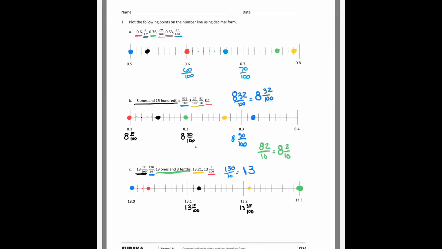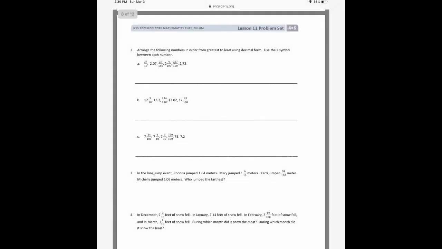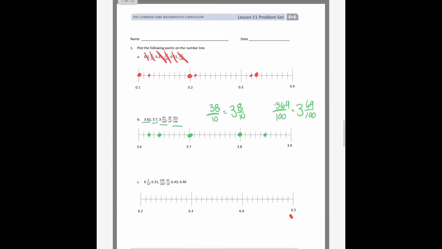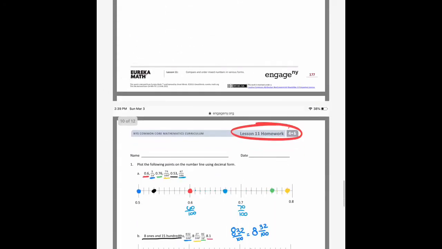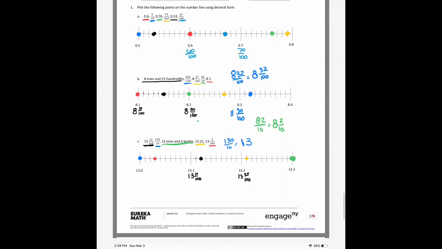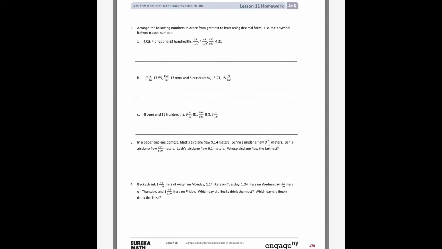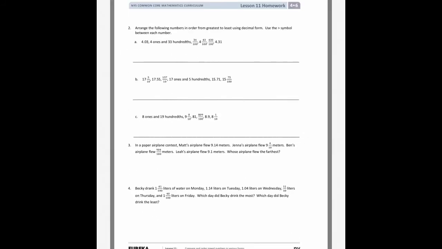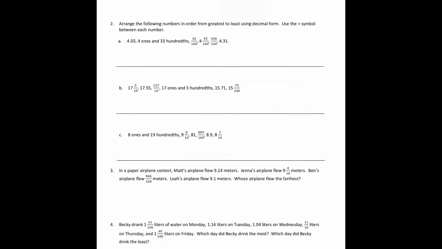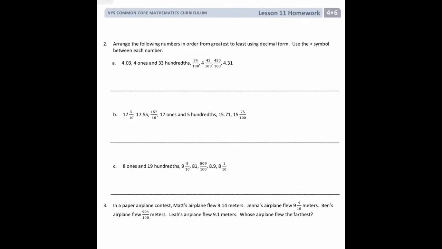Okay, let's move on to the next one. These are going to ask us to put the numbers in order from greatest to least. And the easiest way to do that, because these are all in different forms, is to change each one of them to decimal form before we get started, and then compare them.